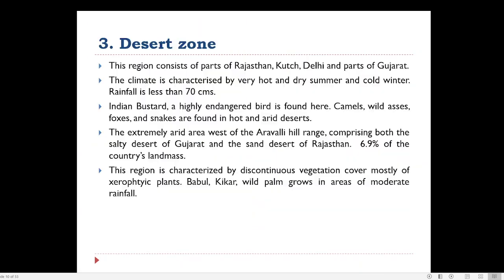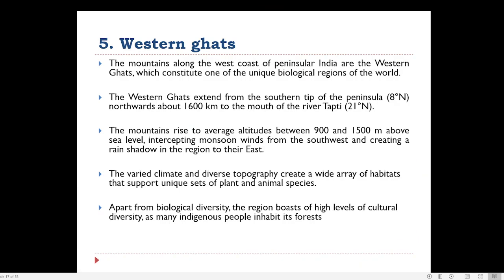So Western Ghats is one of the high diversity areas in India. The mountains along the west coast of the peninsula are the Western Ghats. And one importance of the Western Ghats is that it is a unique biological region of the world. Western Ghats extend from the southern tip of Gujarat up to the southern tip of India, that is from Kanyakumari up to the mouth of river Tapti. That is the range of Western Ghats. The length of the Western Ghats is around 1,600 km.